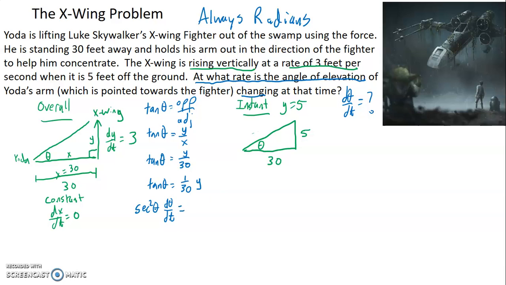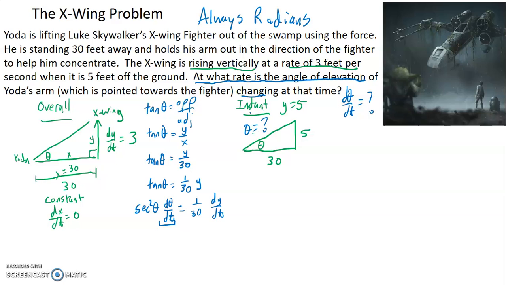Derivative of tangent is secant squared, and then the derivative of theta is d theta dt. The derivative of 1/30 y with respect to t would be 1/30 dy dt. So I'm trying to solve for d theta dt. I need to know what dy dt is. I know that. And I need to know what theta is. So theta is changing, but I need to know what theta is at this instant.